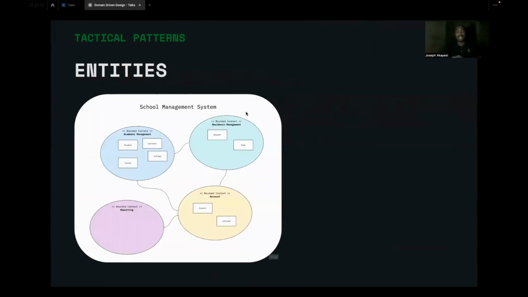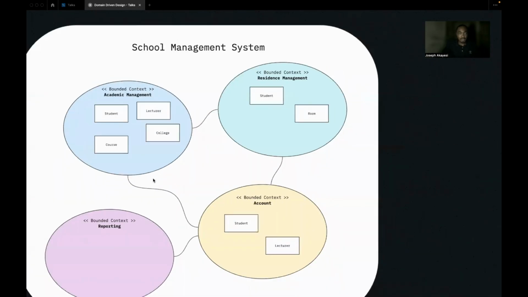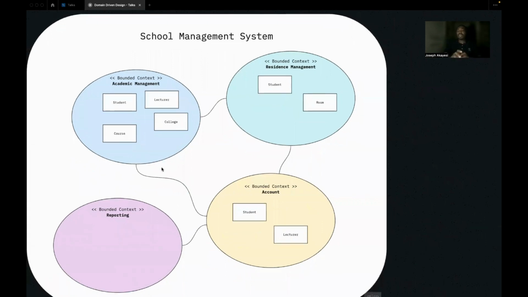Then we look at the first tactical pattern, entities. Let's scroll inside a bit to see what's happening there. So entities are simply the objects that live within a bounded context. You can think of them as the value within that context, the value within that business subdomain. These are things that have to interact with each other to be able to give a bounded context meaning.